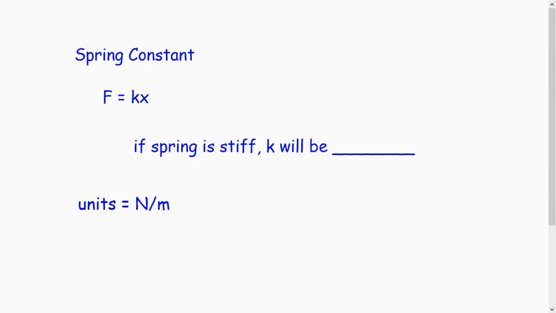The spring constant can be found using the formula F equals kx. So the force applied to the spring is equal to the spring constant times x, how far that spring has been compressed or stretched. If the spring is very stiff, that means it's going to take a big force to change the distance a little bit, so the spring constant will be larger. The units for the spring constant, which is k, would be newtons per meter. So what force has to be applied to stretch or compress it a certain distance?